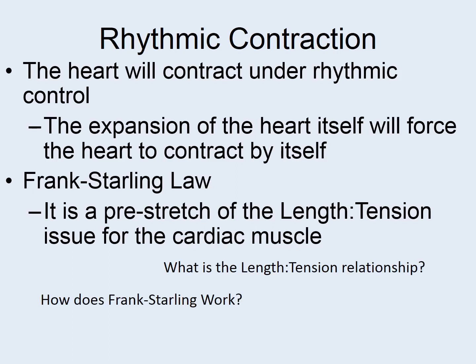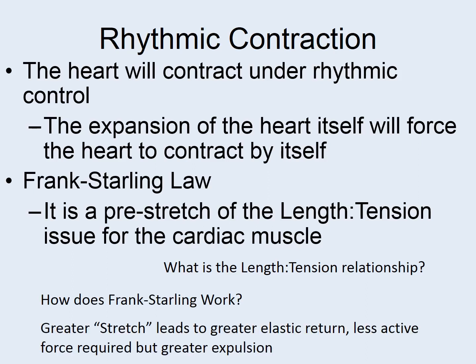Which leads to two distinct questions. What is the length tension issue, and how does Frank-Starling work? The length tension issue simply tells us that the greater the stretch, the more length we have within a muscle, we will get a greater amount of elastic return, which means we have less active force being required from the myocardium in order to produce a contraction. What this means is that if we allow the heart to fill more, we get a greater rate of return, meaning we get more contraction force and more volume exiting per contraction.